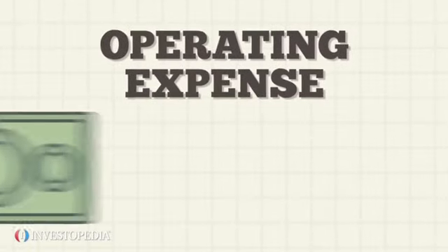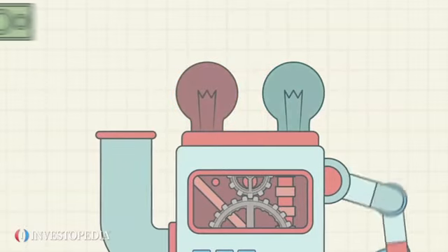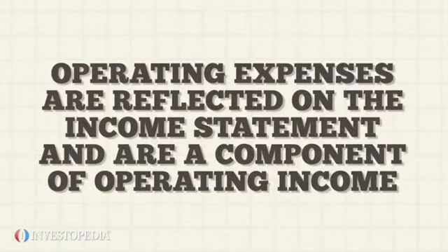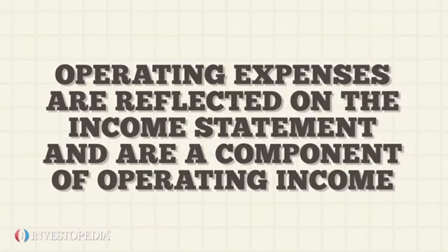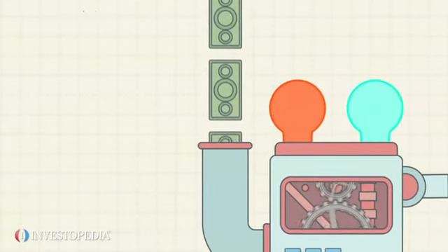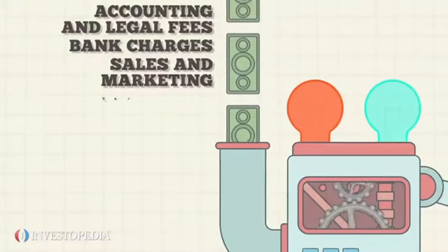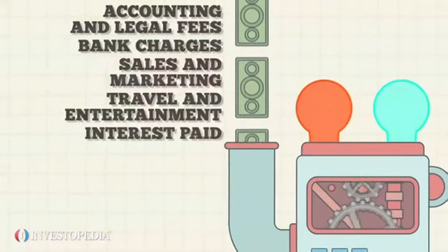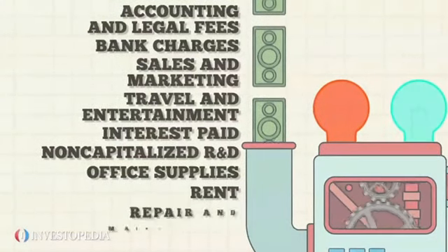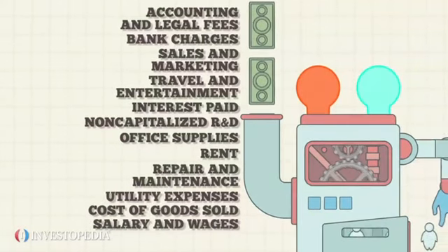An operating expense is any expenditure made for the purpose of operating a business. These expenses are the day-to-day costs that help keep the business going. Operating expenses are reflected on the income statement and are a component of operating income. Typical operating expenses are accounting and legal fees, bank charges, sales and marketing expenses, travel and entertainment, interest paid on debt, non-capitalized research and development, office supplies, rent, repair and maintenance, utility expenses, costs of goods sold, and salary and wages.